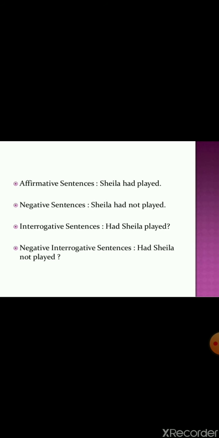Look at the examples to understand in more detail. Affirmative sentence structure: Shala had played. Negative sentence: Shala had not played. Interrogative sentence: Had Shala played? Negative interrogative: Had will come out, Shala not played, with the question mark.